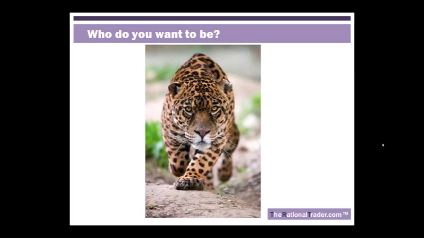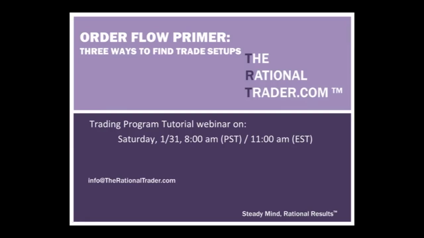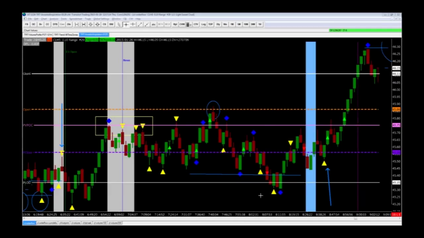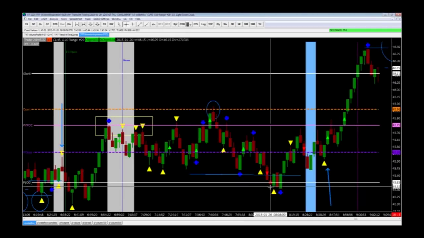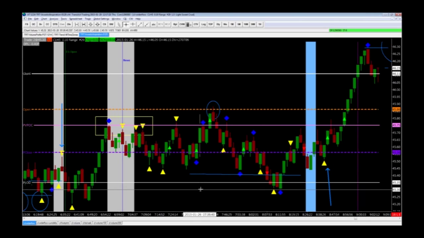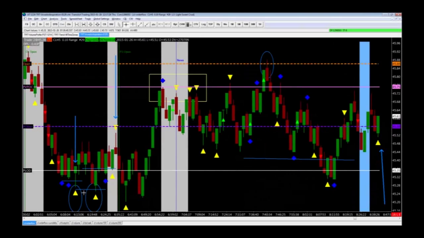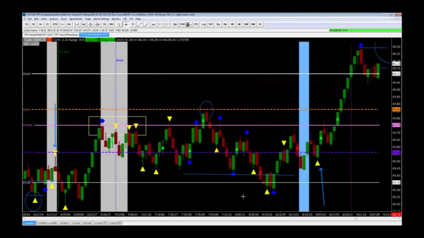You don't want to be the person, whoops, that's the wrong button. I can't get it to do what I want. There we go. You don't want to be the person selling down here. You want to be the person buying. In the same way that you don't want to be the person buying up here. If you're selling the lows, you're going to lose in the long run. If you're buying the highs, you're going to lose.